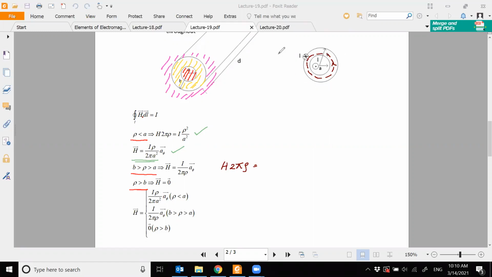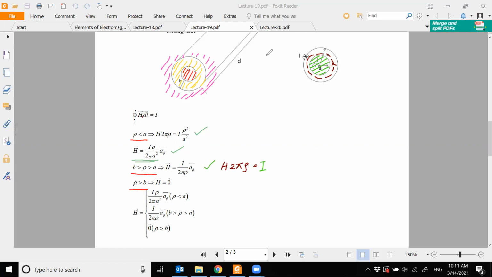So what is the current enclosed in this loop? Yes, only this part, right? Because the current is only carried in this part, and it is the whole current, I. So that's why it is I. And from there, I will get H as I over 2 pi rho, in the A phi direction. This is the second region.